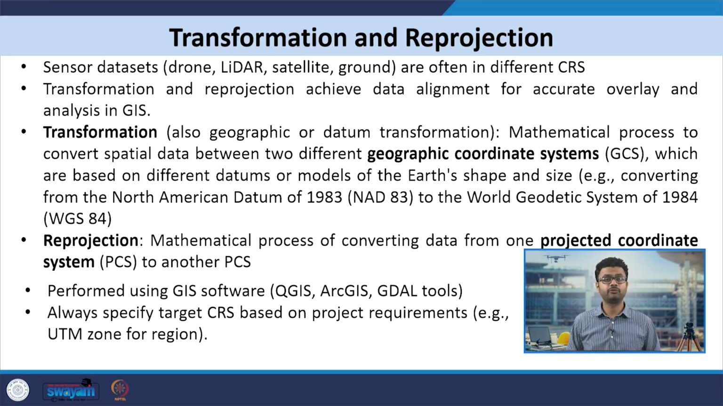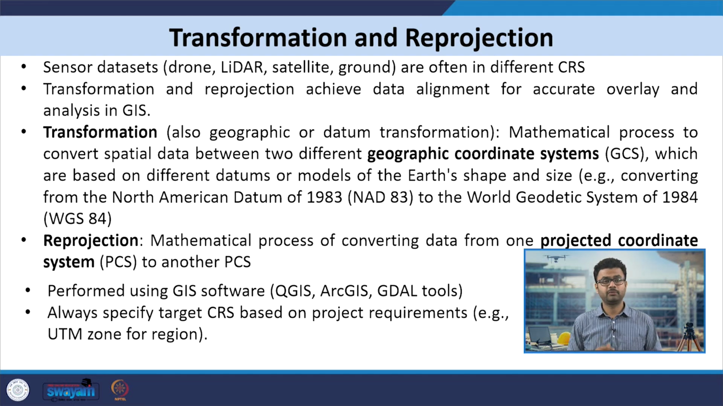So we have seen what the coordinate reference systems are. Now sensor datasets, for example drone based LiDAR, drone based camera or satellite remote sensing based data, are often in different coordinate reference systems. To bring them into the same coordinate reference system for accurate overlay and analysis, transformation and reprojection is necessary. So, transformation, also known as geographic or datum transformation, is a mathematical process to convert spatial data between two different geographic coordinate systems, which are based on different datums or models of the Earth's shape and size.